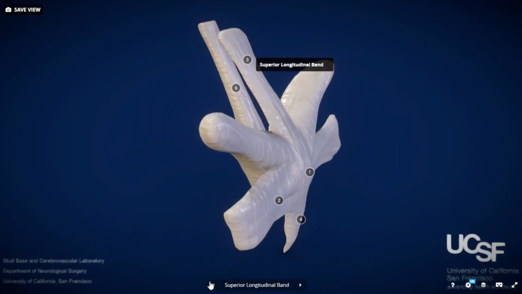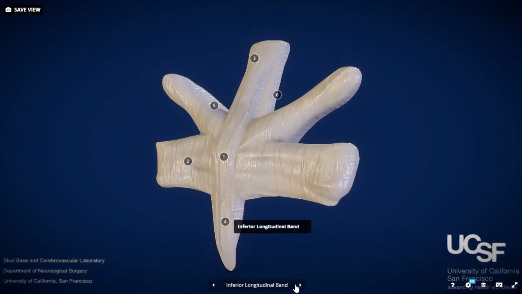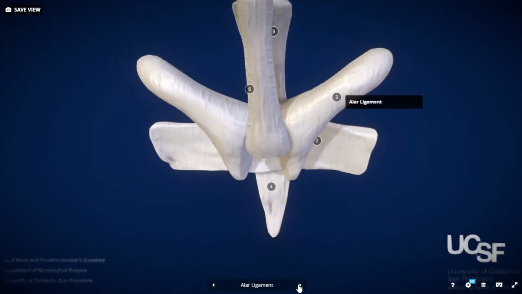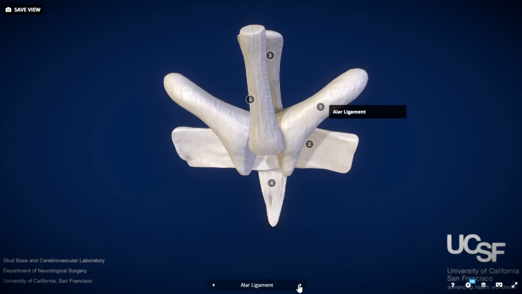The superior longitudinal band attaches inferiorly to the transverse ligament itself and runs towards the basilar portion of the occipital bone, whereas the inferior longitudinal band attaches superiorly to the transverse ligament and inferiorly to the posterior surface of C2. Then anteriorly and running in an oblique direction, we have the alar ligaments.